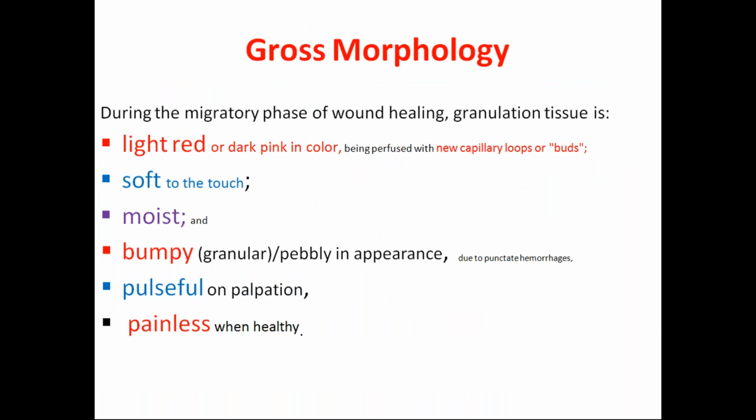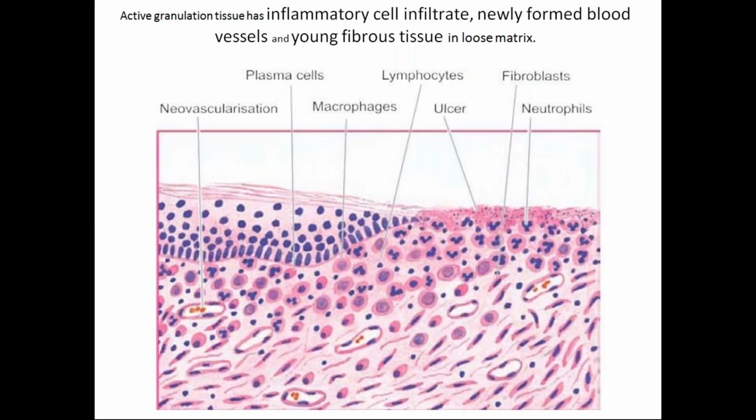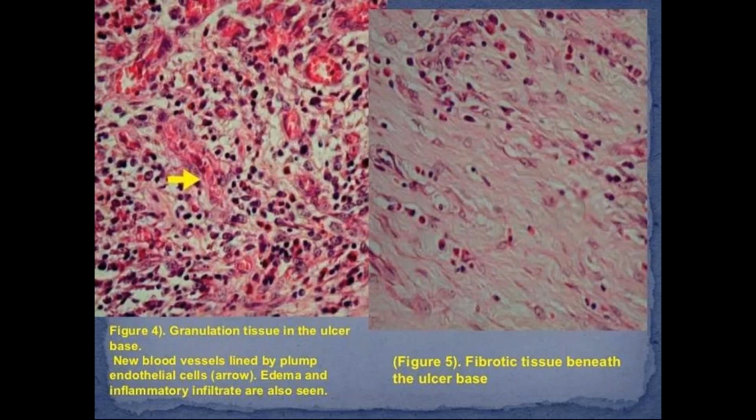On gross morphology, it is light red or dark pink, soft to touch, moist, bumpy, pulseful, and painless. It consists of thin-walled capillaries lined by endothelium and surrounded by fibroblasts, and there will be plenty of residual inflammatory cells like neutrophils, lymphocytes, plasma cells, and macrophages. This is a granulation tissue: newly formed blood vessels, neovascularization, plenty of fibroblasts, and inflammatory infiltrate. This is an active granulation tissue.